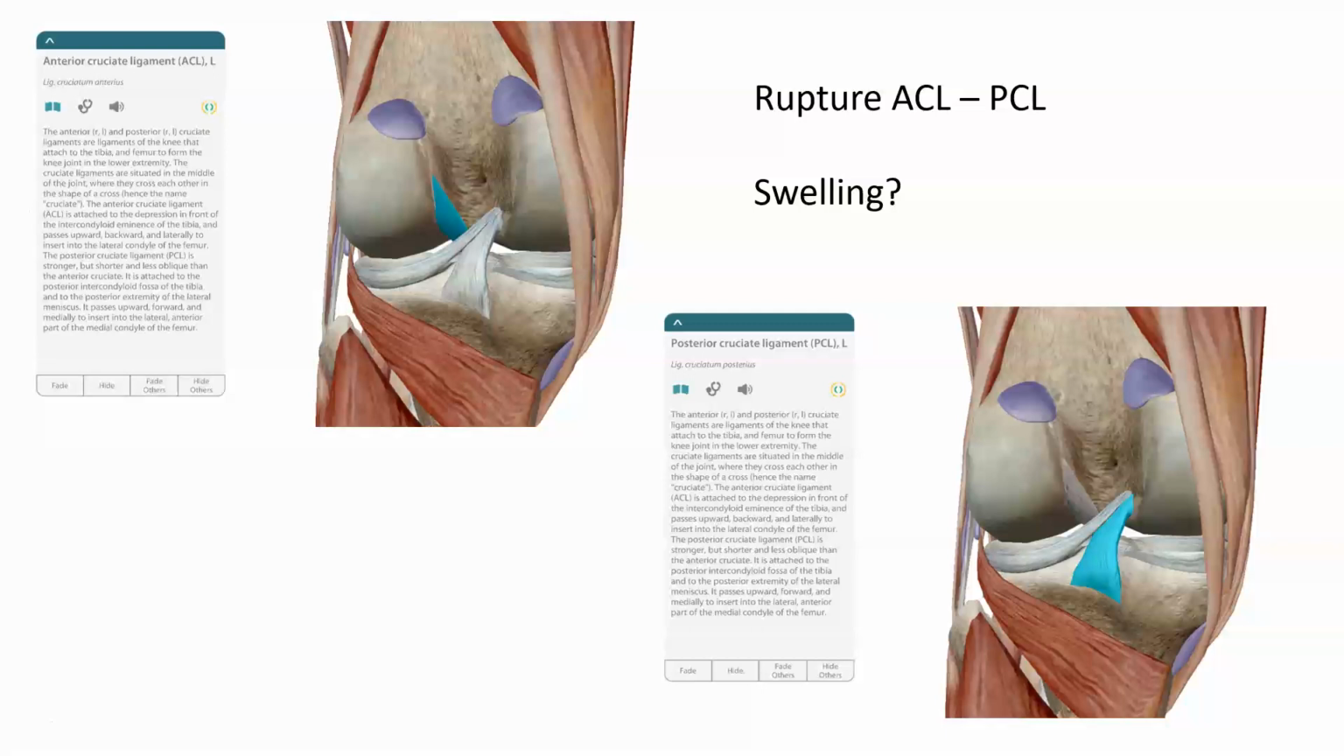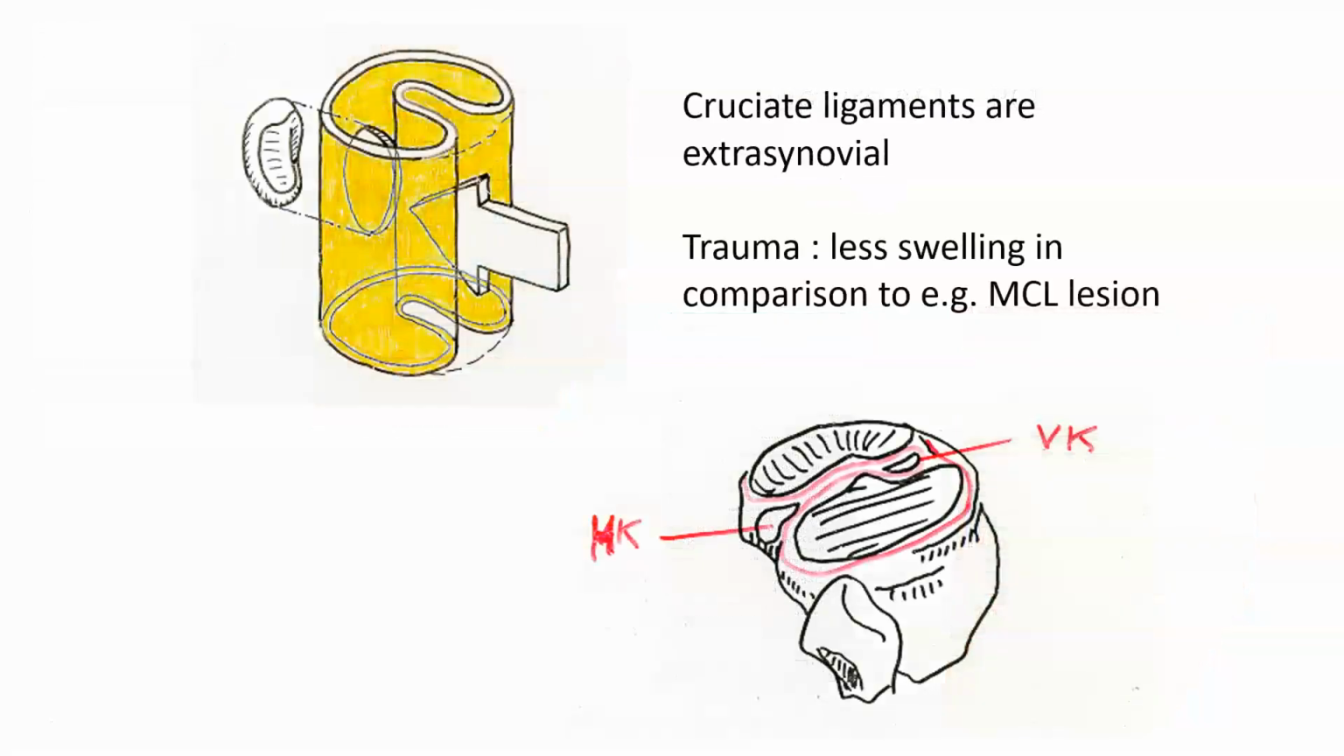When the patient has a rupture of the ACL or the PCL, the knee can swell indeed, but we don't expect too much swelling. The reason for that is that those cruciate ligaments lie outside the synovium. If you compare a rupture of the ACL with an acute MCL lesion, then the MCL lesion, the medial collateral ligament, is going to provoke much more swelling.